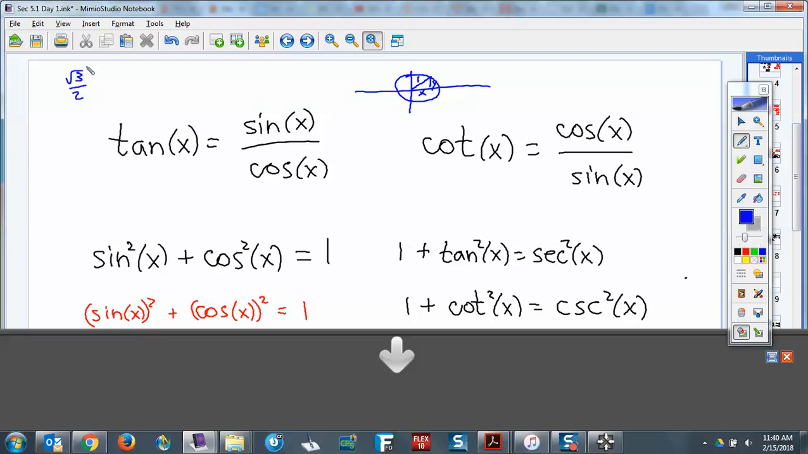Square root of 3 over 2. Square that. What's the sine of pi/6? 1/2. Square that. What do you get? Square root of 3 over 2 squared would be 3/4. 1/2 squared would be 1/4. 3/4 plus 1/4 is 1. Sine squared plus cosine squared equals 1. Doesn't matter what order you do it.